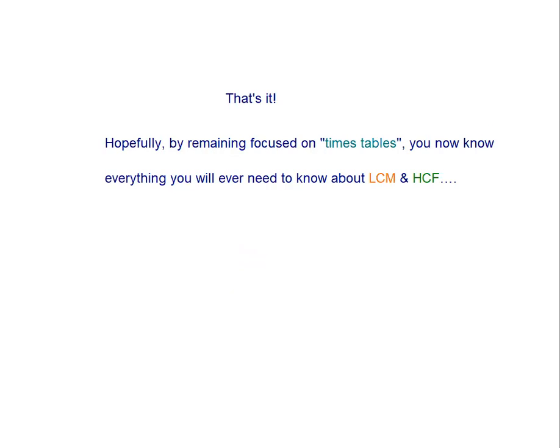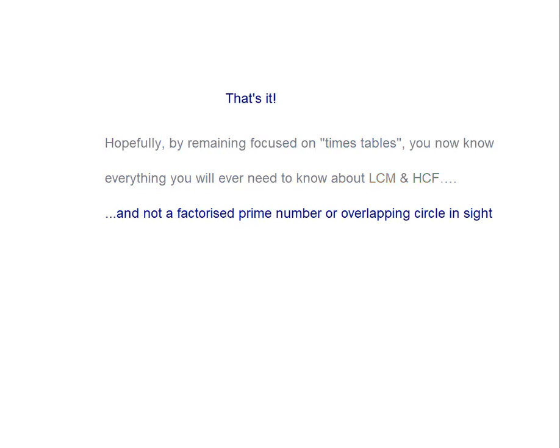Well, that's it. Hopefully, by remaining focused on times tables, you now know everything you will ever need to know about lowest common multiples and highest common factors, and not a factorized prime number or overlapping circle in sight. I hope you found this useful.